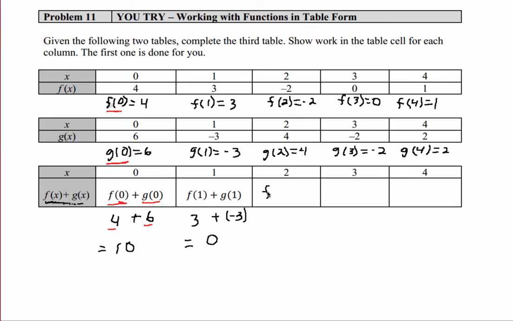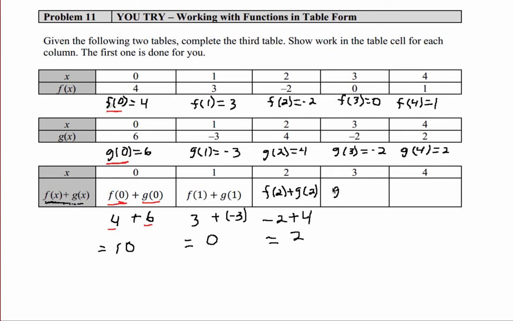So this is going to be what? We want to know what f of 2 plus g of 2 is equal to. Well, f of 2 is negative 2. g of 2, we discovered that's 4, so that's going to result in 2.